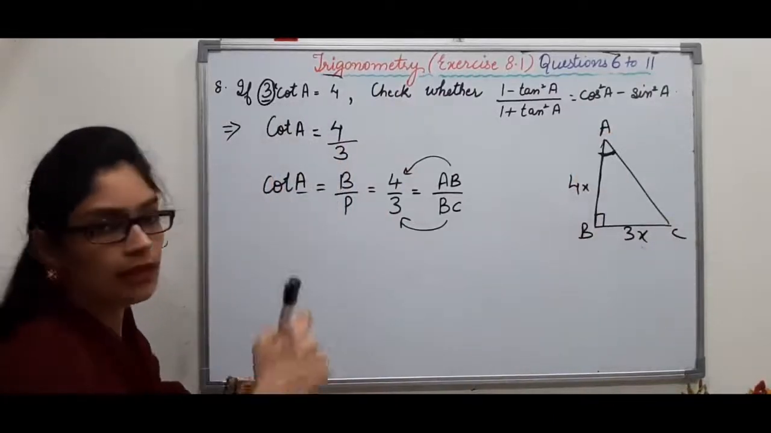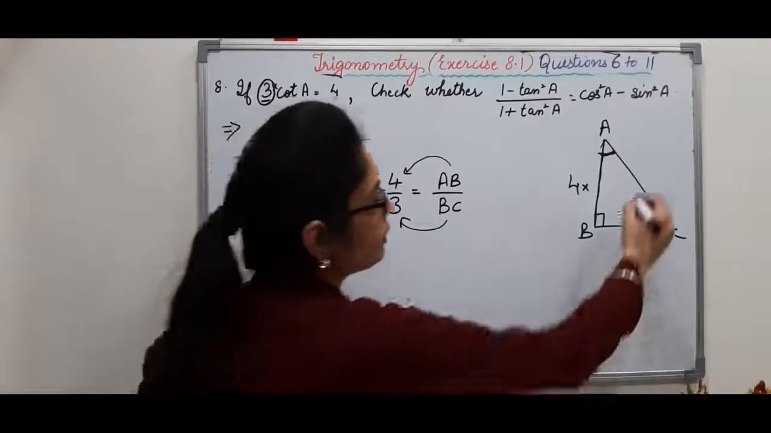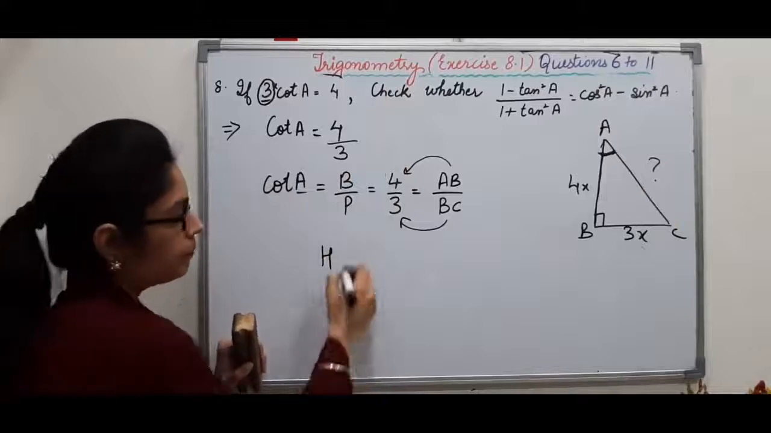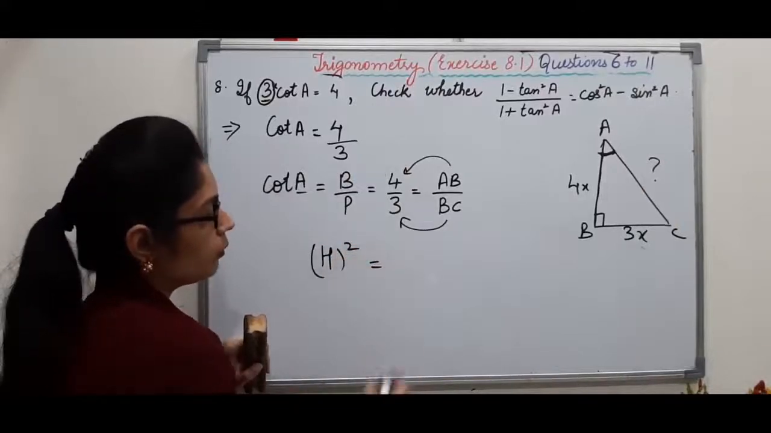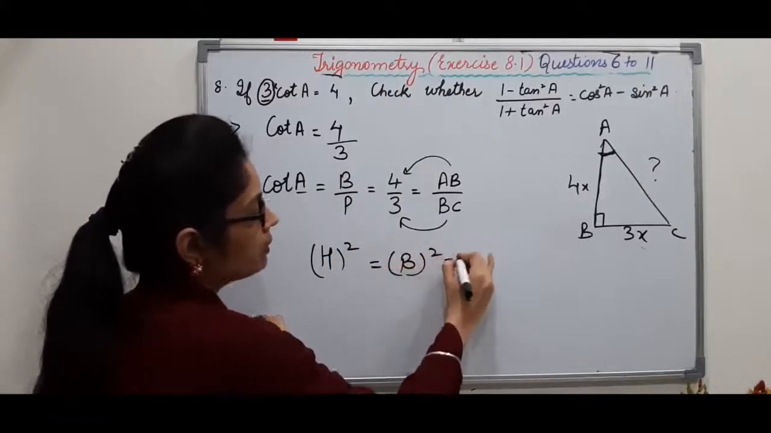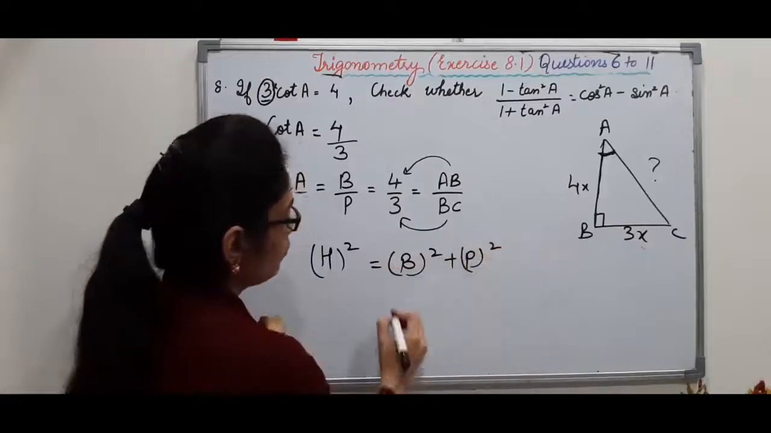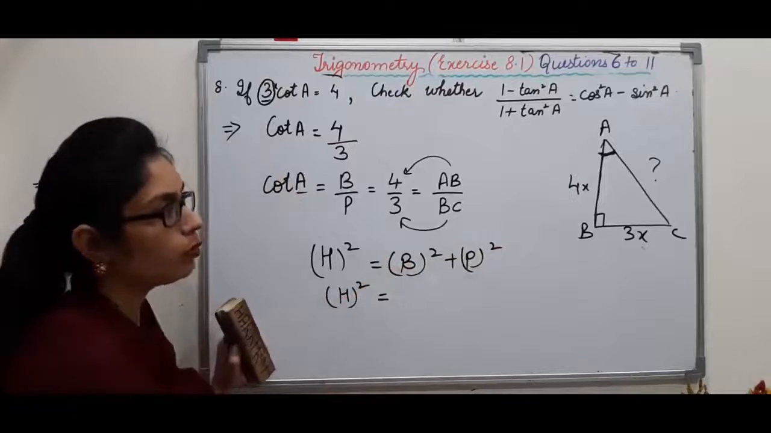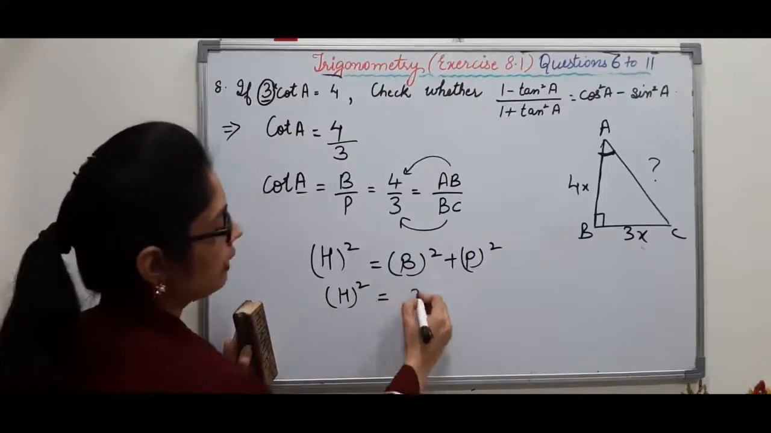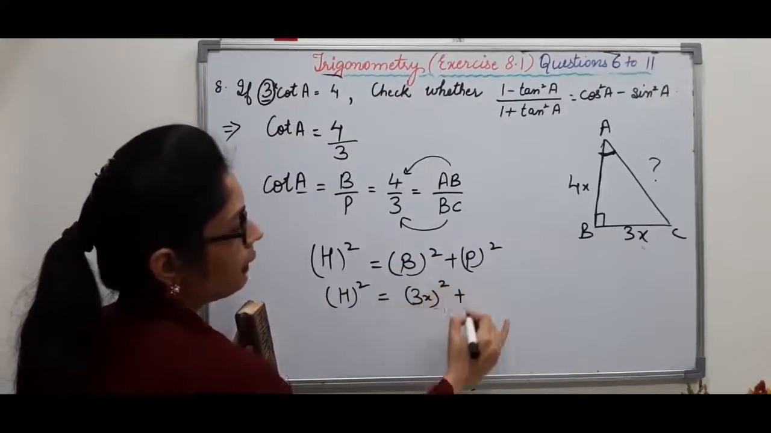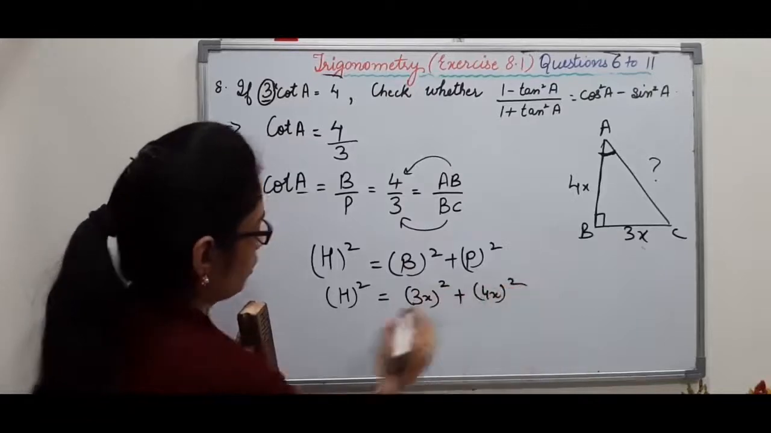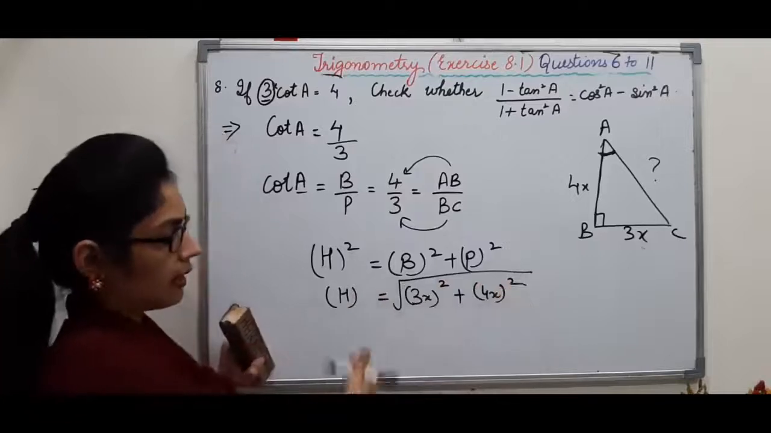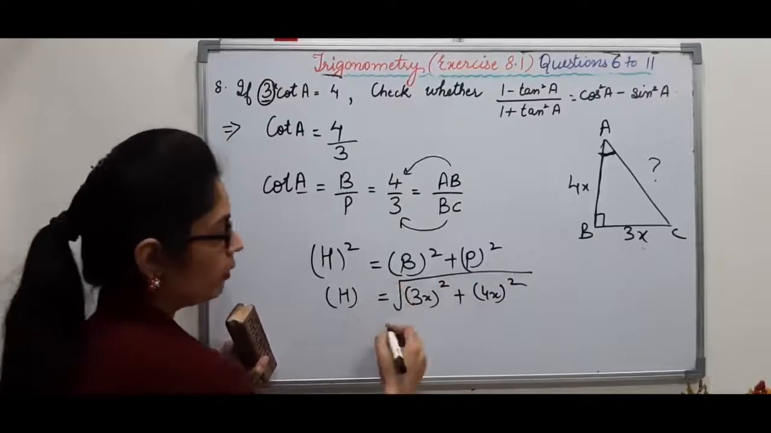So AC is the slant side or the longest side, which means this is the hypotenuse. According to Pythagoras theorem, hypotenuse square is equals to base square plus perpendicular square. So hypotenuse square, because we don't know the value of hypotenuse, base we can write 3x square, perpendicular 4x square. So this square will be removed from this side and change its side, on the other side it will be changed into square root.